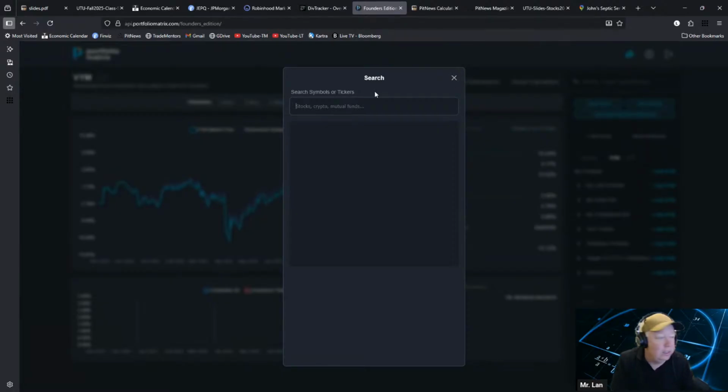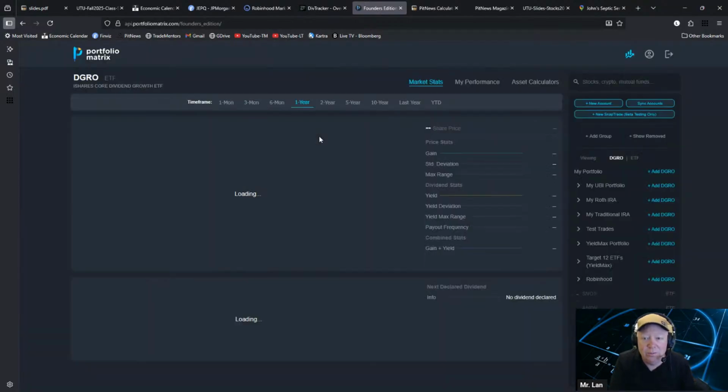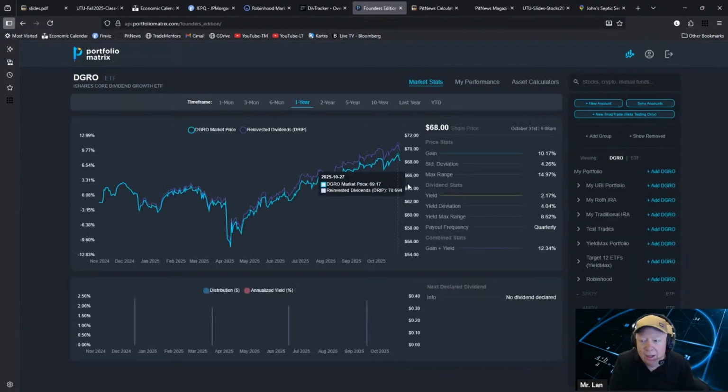Now we looked at SCHD, SCHG, JEPI. Let's look at DGRO. DGRO, okay? All right, well, this is pretty good. It's got a gain of 10, standard deviation of 4, pretty standard across the board, max range of 14, and then a yield of 2.17. So it's a little bit more gain, yield's a little bit less. I mean, you can get better than that at Cash Valley Bank, but this is where you're going to worry a little bit more about gain.